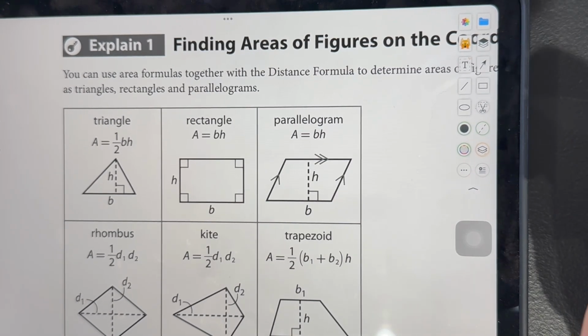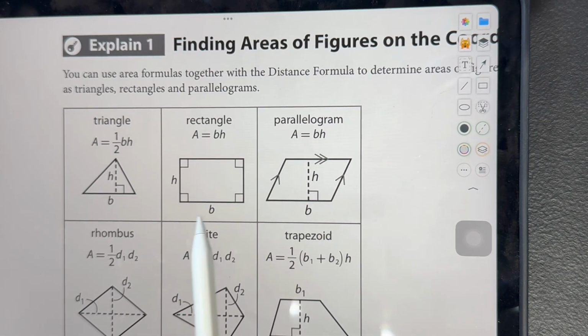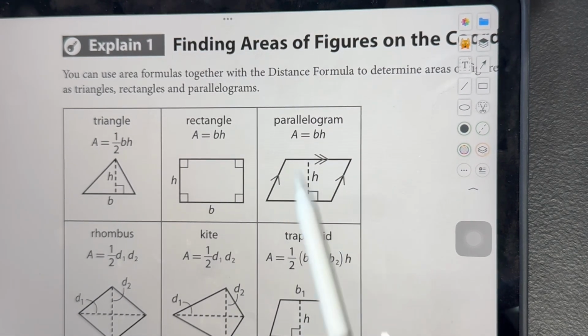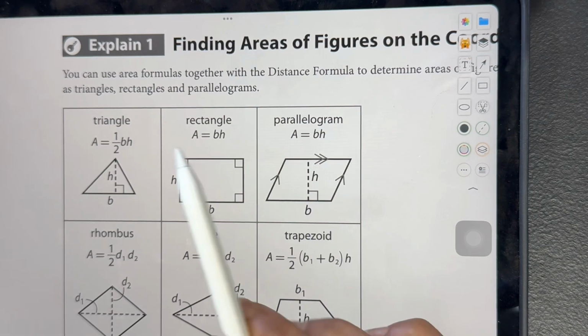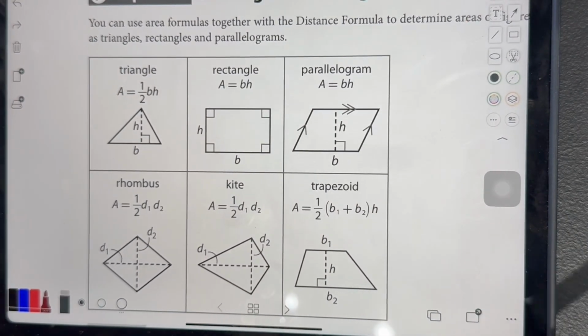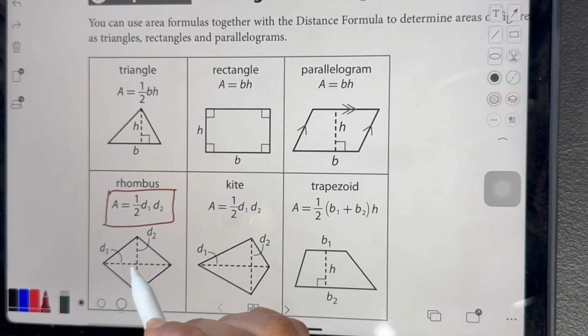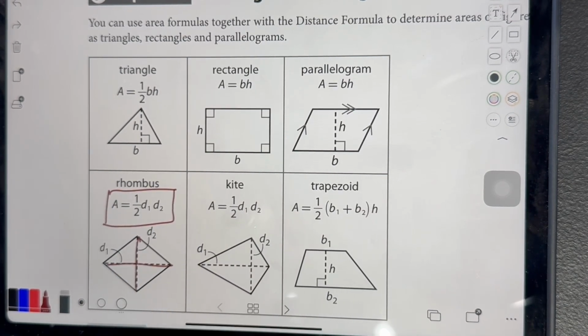What is area of a triangle? Half times base times height. What is area of a rectangle? Base times width, or length. What is area of a parallelogram? Base times height. Area of a rhombus, if you have not done it in your previous grades, is half times diagonal 1 times diagonal 2. You must know this.